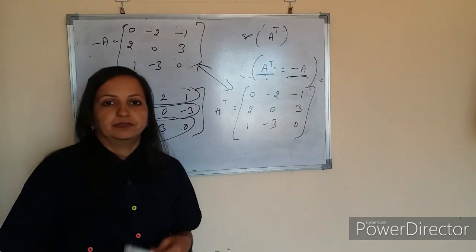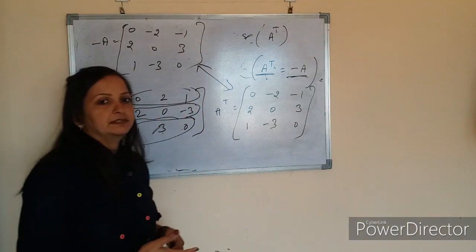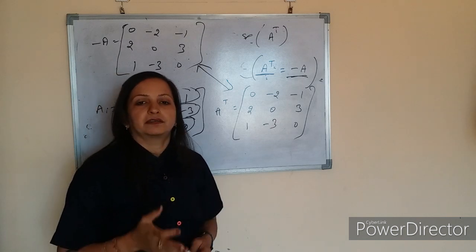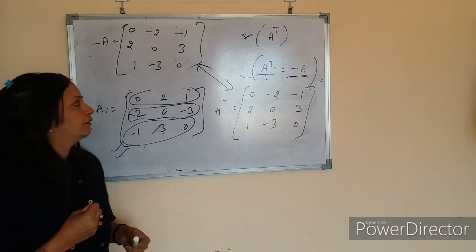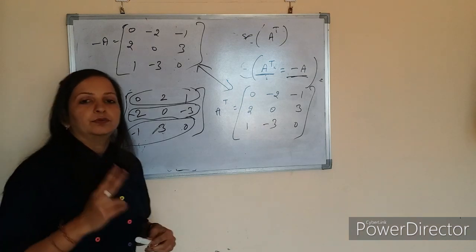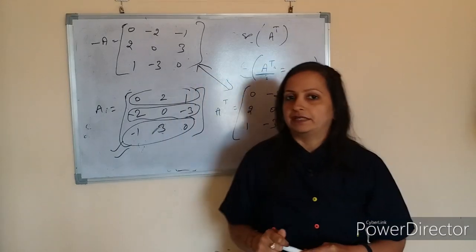So I think you understand today's concept. We started with some basic operations: addition, then subtraction, then scalar multiplication, and then transpose. We also understood some of the properties of addition and transpose, and then in the last I have given you the definition of two special types of matrices, that is symmetric matrix and skew symmetric matrix.